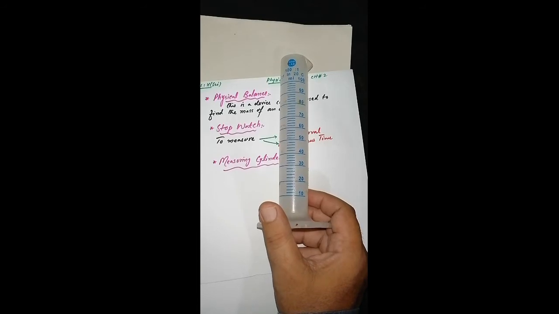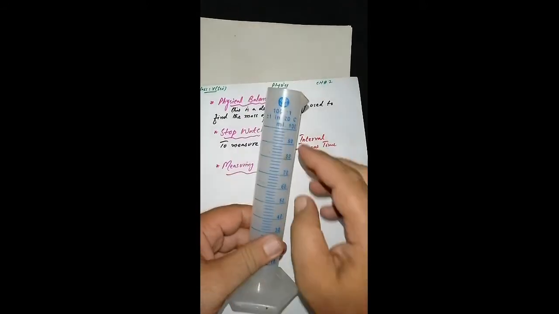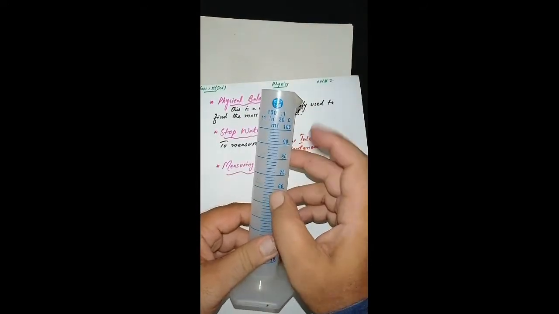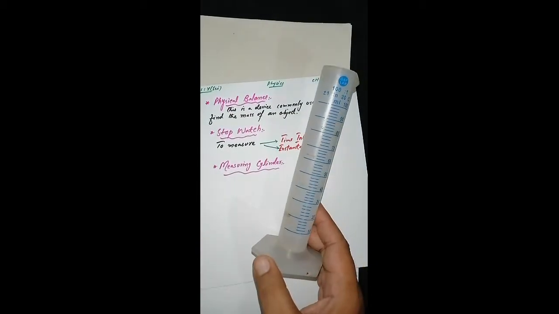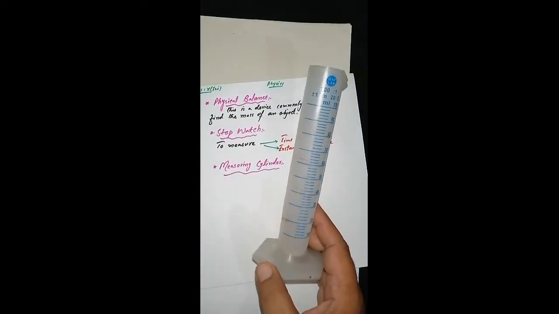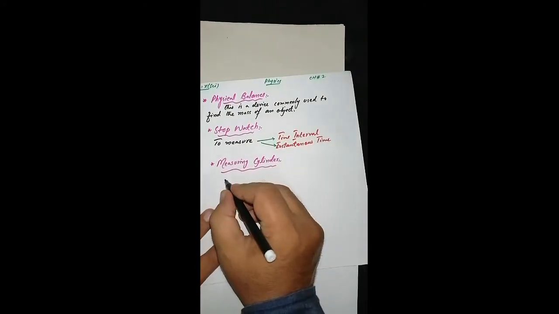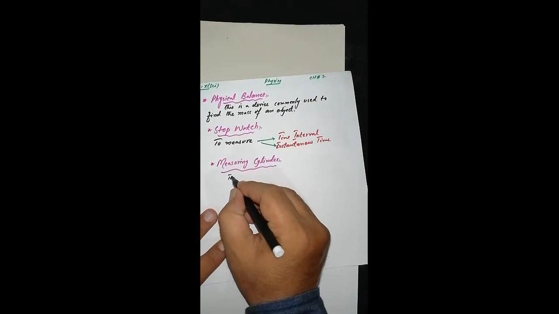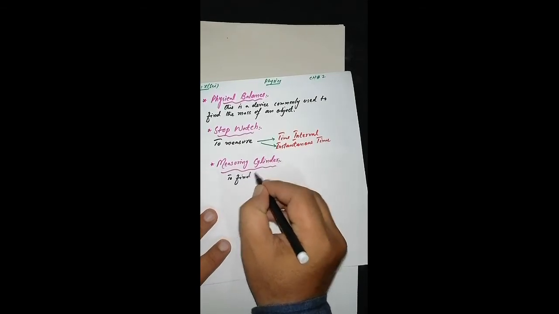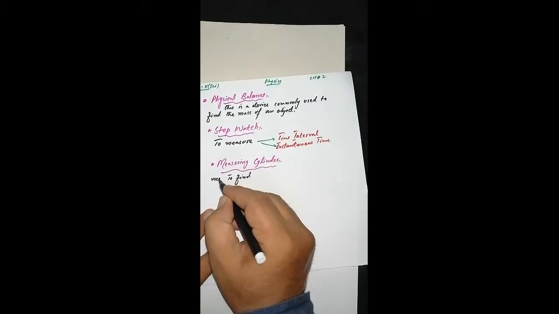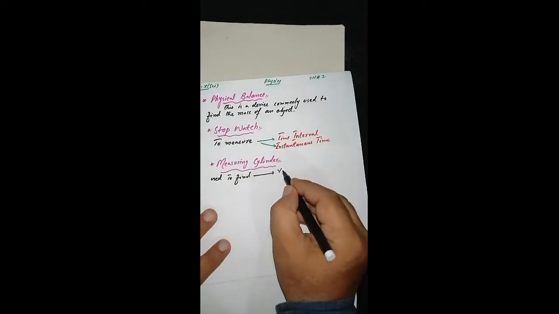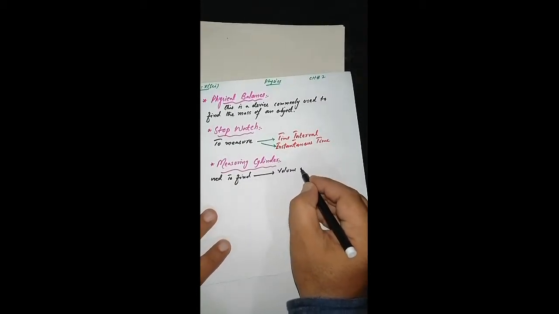It is a glass cylinder with a scale measured in cubic centimeters or milliliters. It is used to find the volume of a liquid.